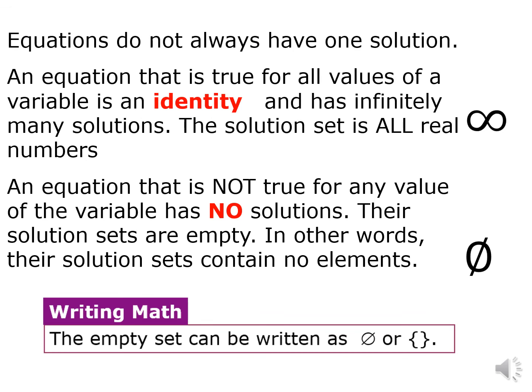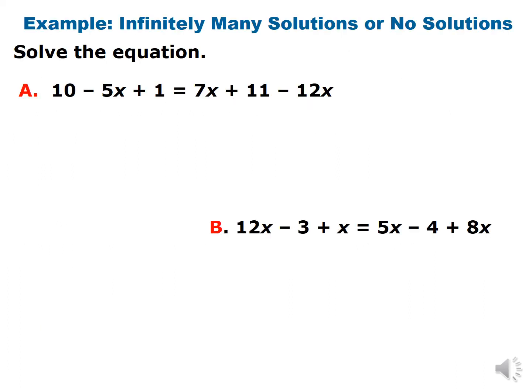Okay, equations do not always have one solution. An equation that is true for all values of a variable is called an identity, and it has infinitely many solutions, and this is the symbol for infinity. An equation that is not true for any value of the variable has no solutions. Their solution sets are empty. In other words, their solution set contains no elements, and no number that you put in it will give you the answer. So we're going to do these to show what that means.